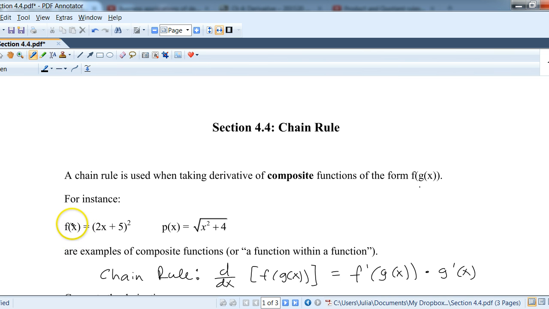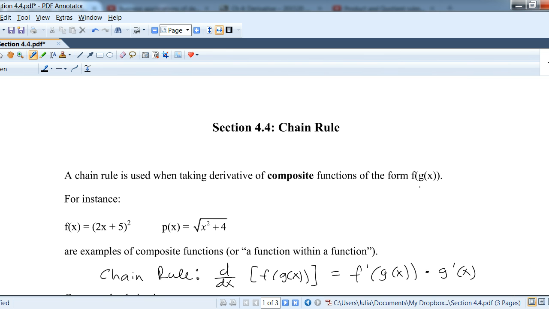It doesn't matter what the actual function is called, but let's say we have f of x or y equals 2x plus 5 squared. Well, it's fairly clear that 2x plus 5, for example, is inside of the function like x squared, which would be the outside function. Or, here's another example, square root of x plus 4. Here we have x plus 4 inside of the square root function.